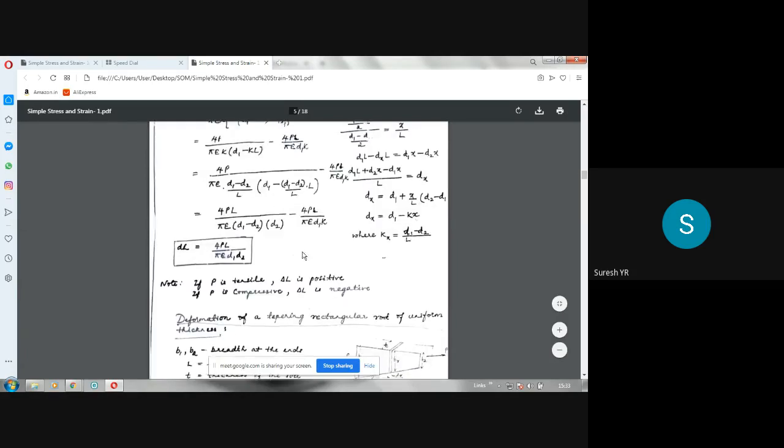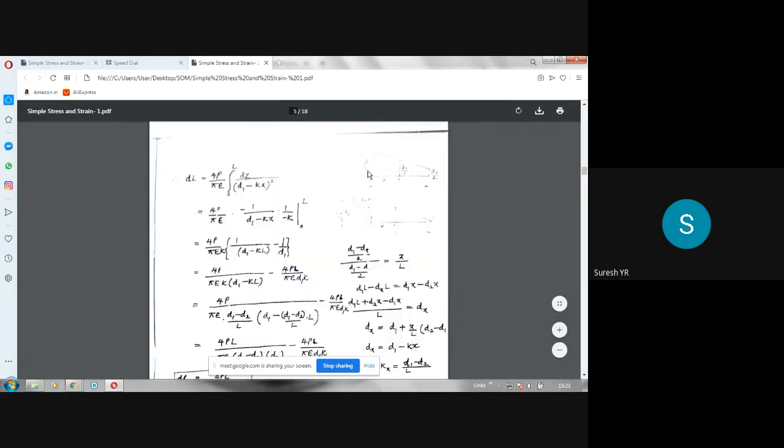Here you can see I have drawn a figure. At this end, at the end A, the radius is d1 by 2. To use similar triangles, you have to take half the portion of the bar. So it is d1 by 2 here, dx by 2 here, and d2 by 2 here.